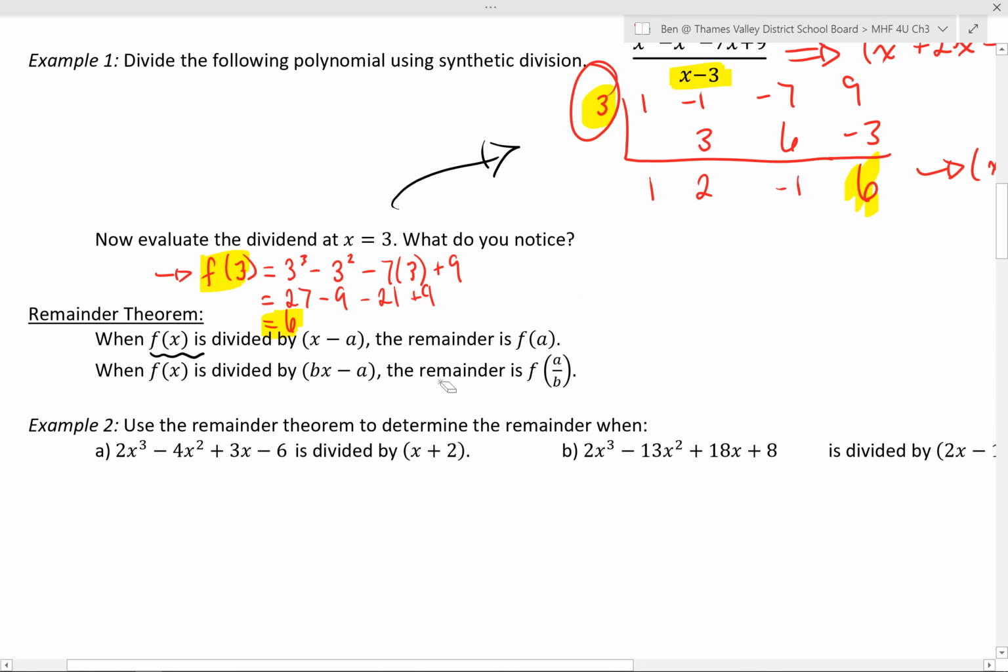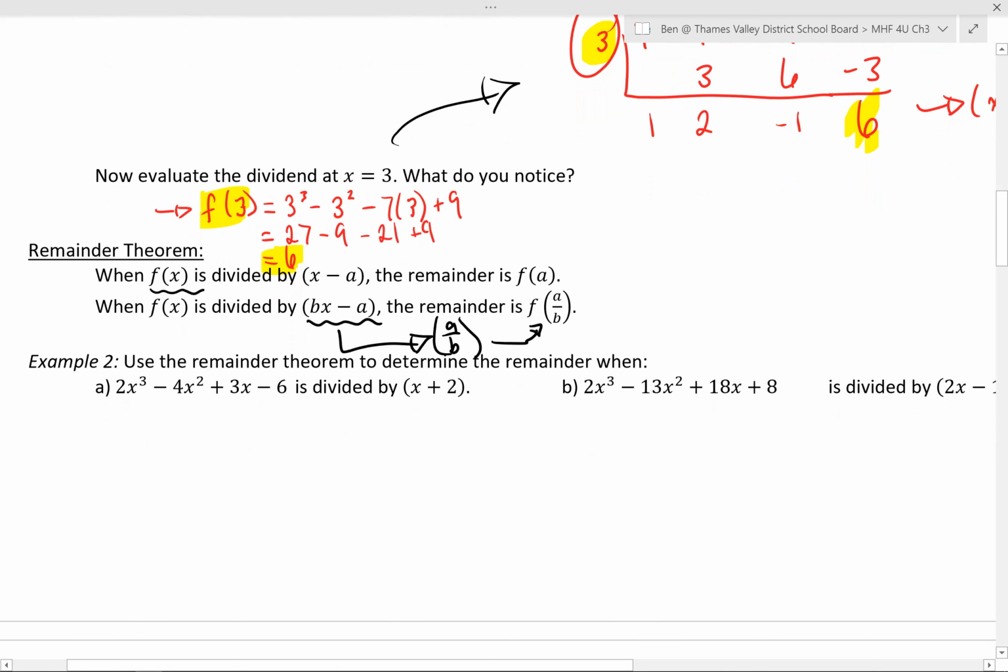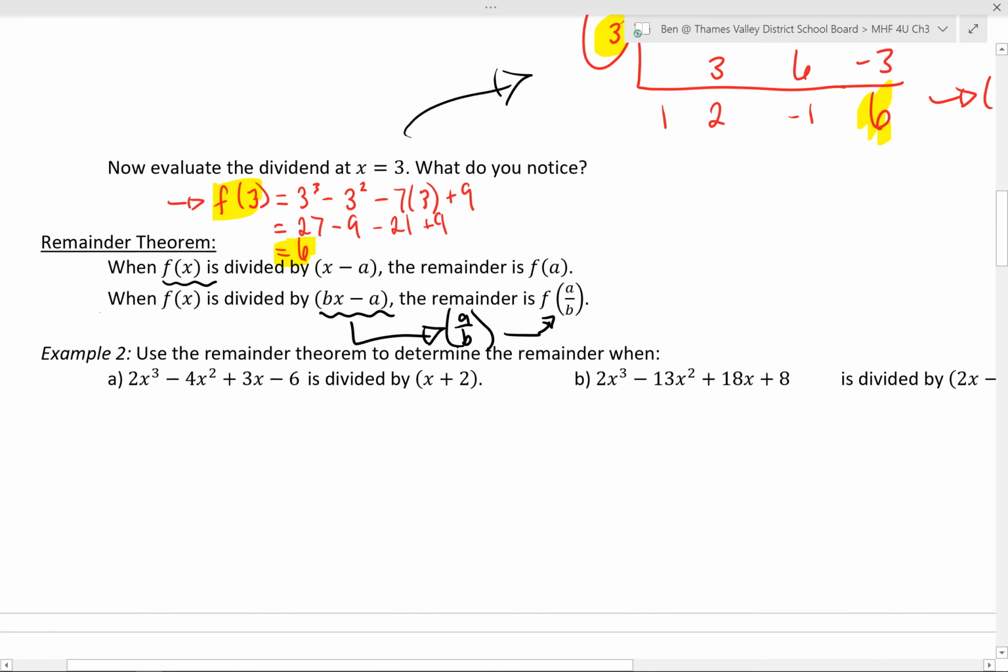That will also follow true if my function has a divisor that is still a linear divisor, but a linear divisor, if I'm taking the root of this linear divisor, my root will obviously be a over b. And if that's the case, the remainder is f at a over b. Now we'll try this out. If you're still a little bit confused, we'll try this out a little bit here.